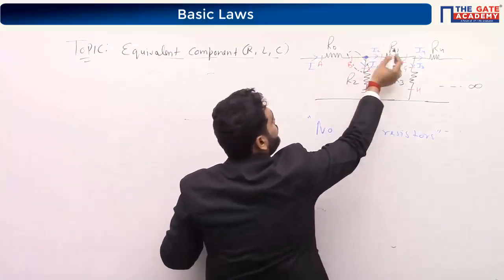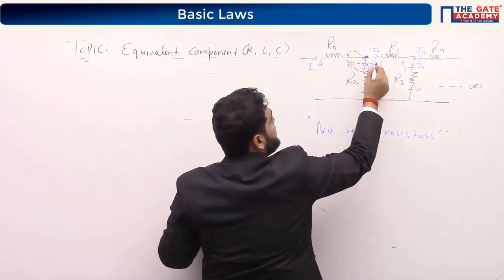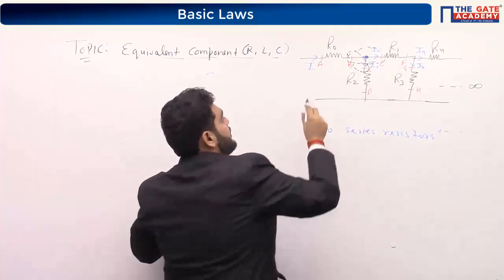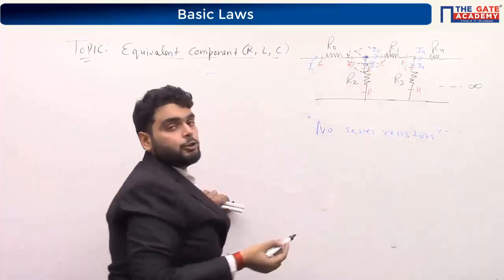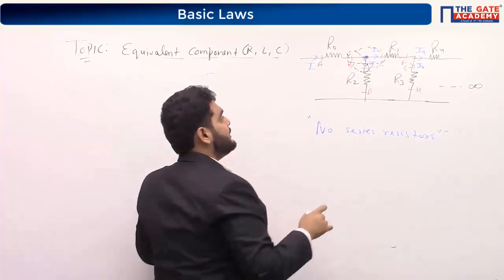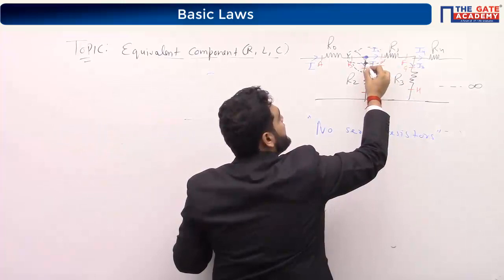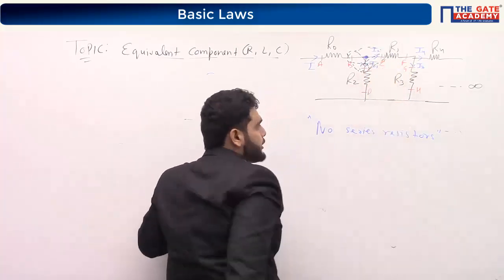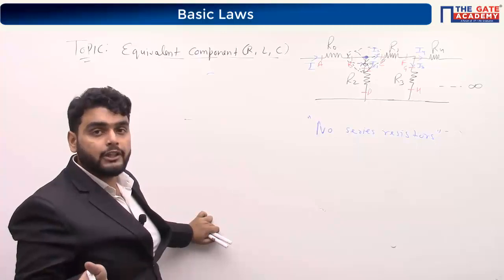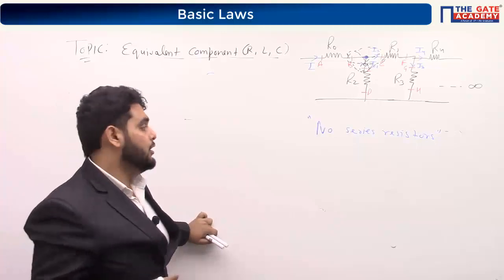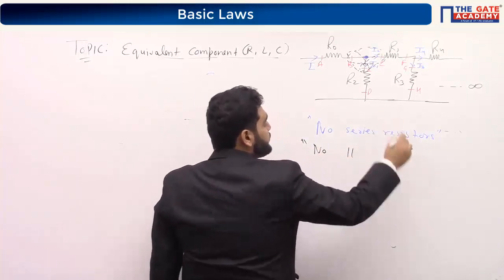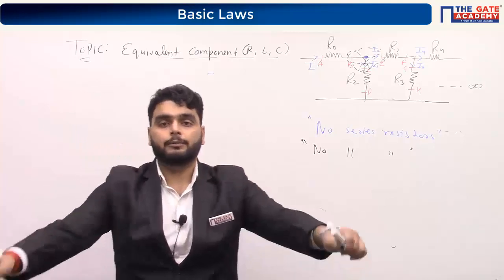Again, for R0 and R1, B and E are connected to each other, but A and F are not connected. So R0 and R1 are not in parallel. Again check R1 and R2. C and E are connected to each other, but the other terminals D and F are not connected. So again, they are not parallel. So it means no parallel resistors. No parallel resistors.